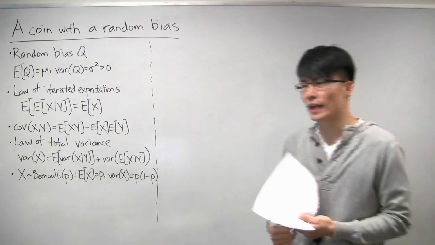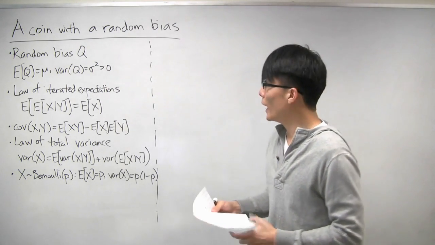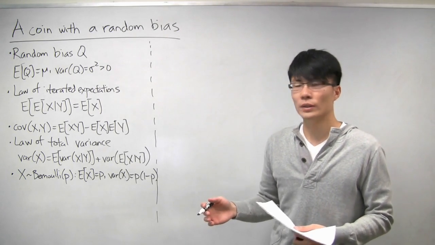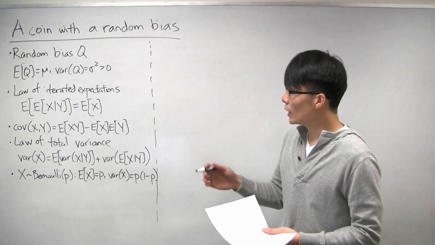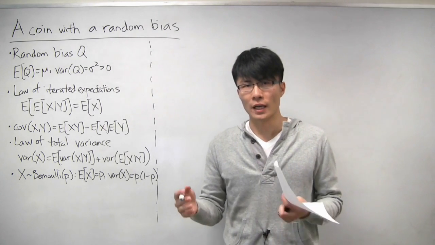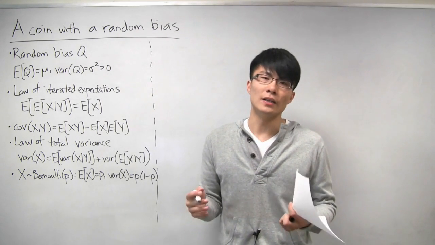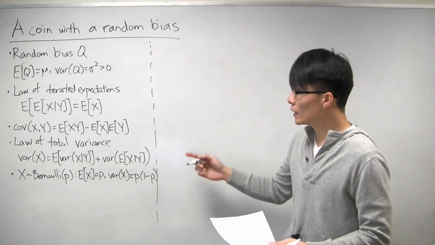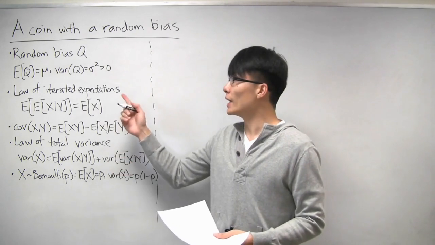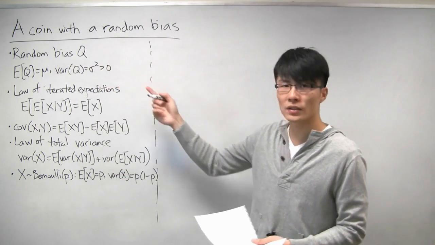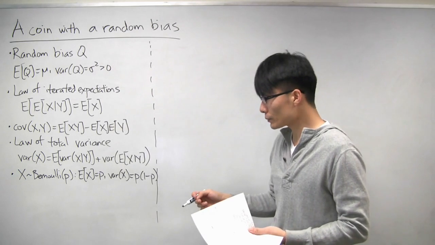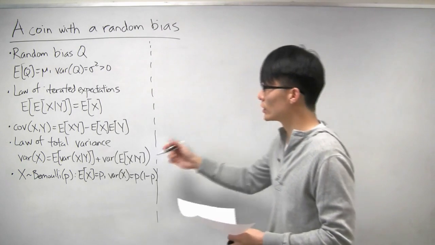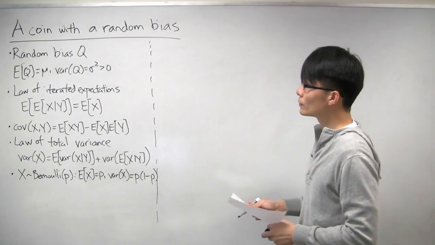The problem tells us that we're going to define some random variables. So xi is going to be a Bernoulli random variable for the ith coin flip. And so xi is going to be 1 if the ith coin flip was heads, and 0 if it was tails. And one very important thing that the problem states is that conditional on q, the random bias, if we know what the random bias is, then all the coin flips are independent.